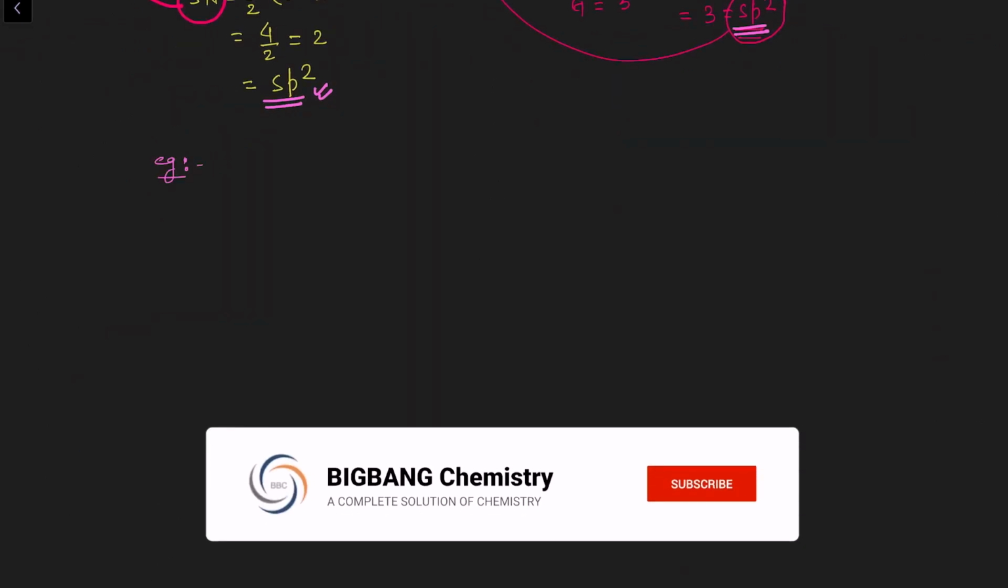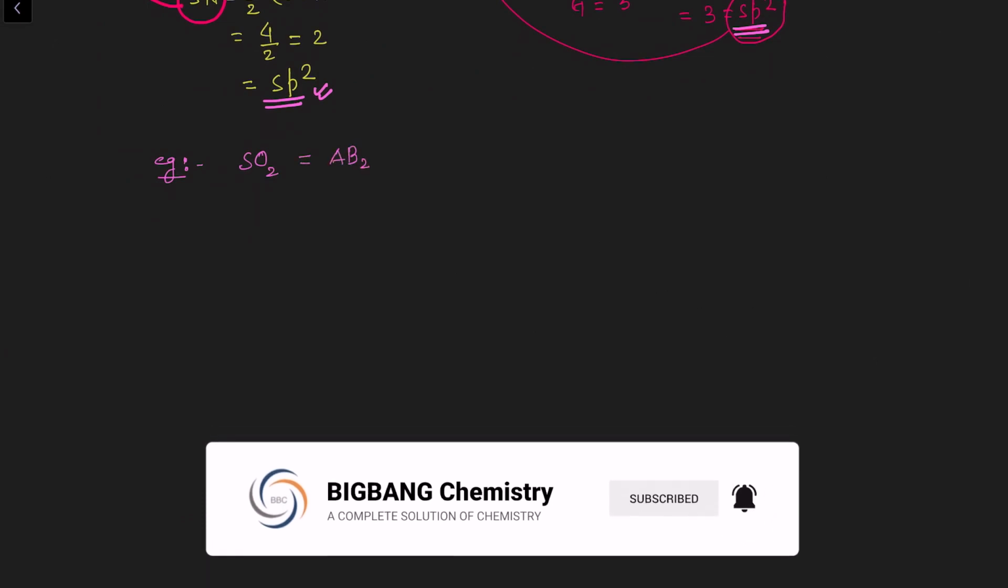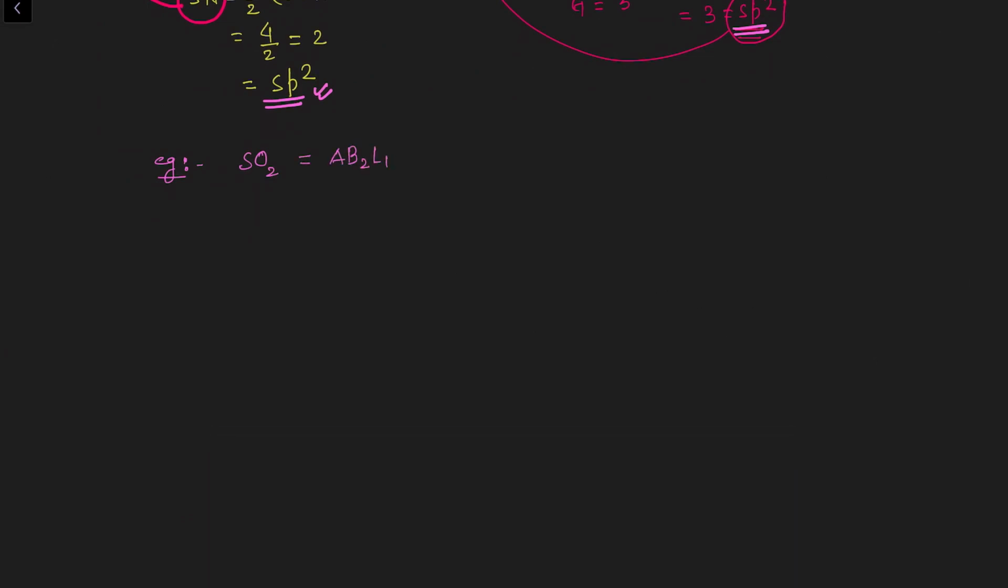Now check one more example, the SO2 molecule. Again this SO2 is a type of what? Check, AB2L1 type molecule. You can easily compare this molecule with the VBT chart also, right, which is given in your NCERT textbook and many guides also, right? So now try to get the hybridization of this molecule and the geometry of this molecule by method number 1.